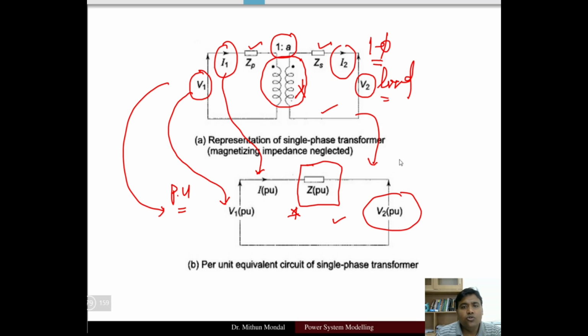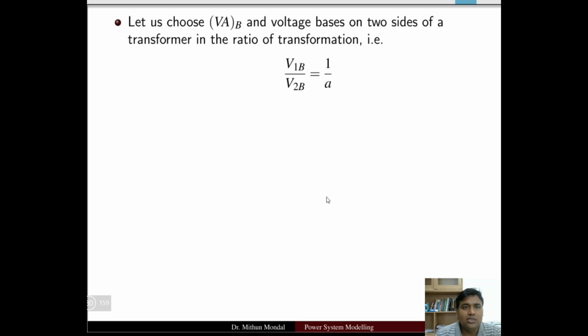So there is no ideal transformer. This ideal transformer is replaced here, and the impedances ZP and ZS are replaced with only one impedance. So we will look into this.